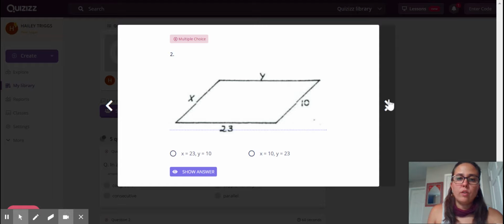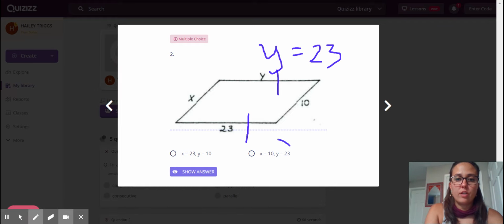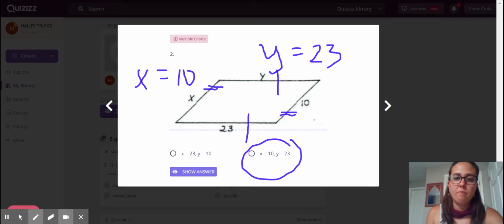So if we know that opposite angles are congruent, we also know or have learned that opposite sides are congruent. So that means this is congruent to this, which means that y has to equal 23, right? So we already know that it's that answer, but also this opposite side is congruent to that opposite side. So that means x equals 10. So B would have been the correct answer.